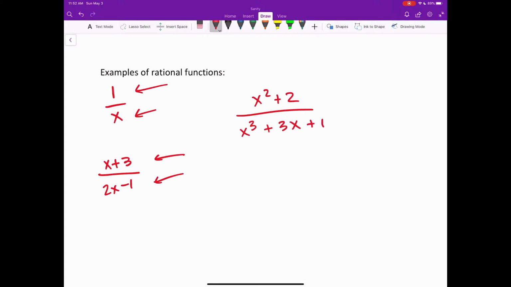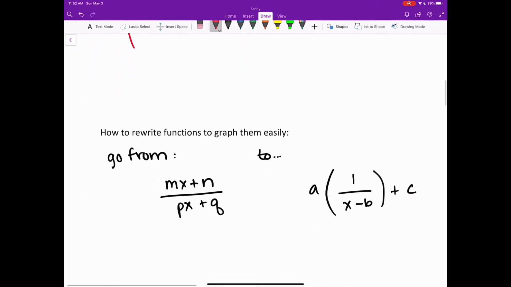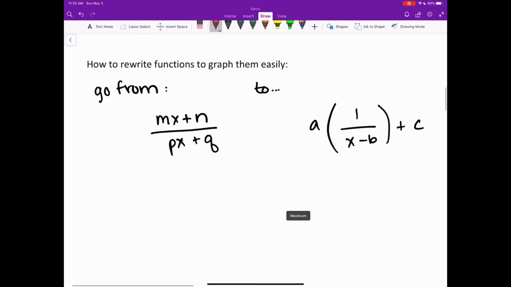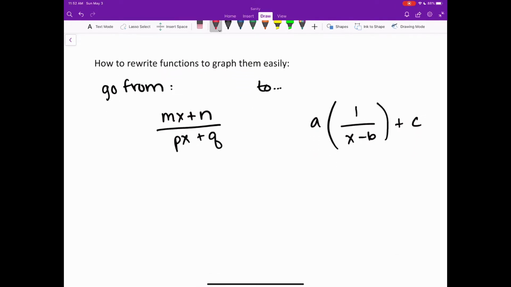We'll get to these crazier ones later, but we're going to focus on some easier ones. Notice how at this crazy one we have some exponents here. In these easier ones that we're looking at today, these are like linear functions being divided by each other. So we're just going to look at some very simple ones. And yes, so how to rewrite functions to graph them easily, all right?